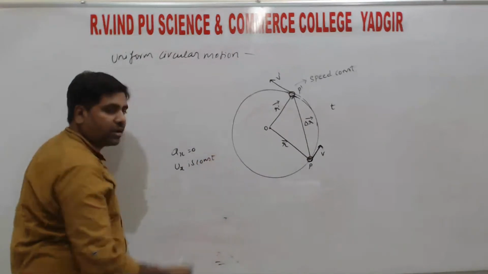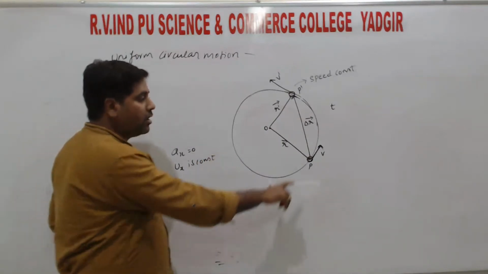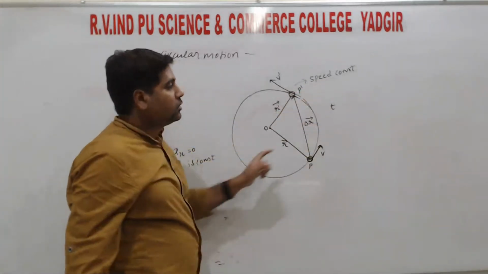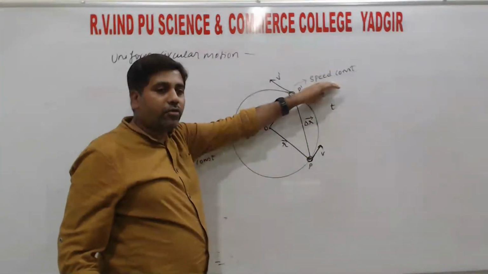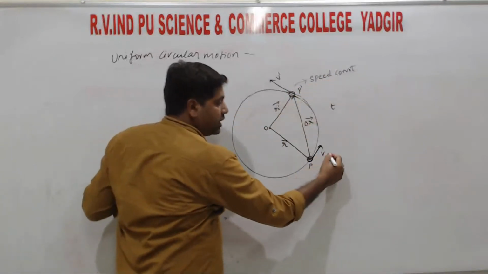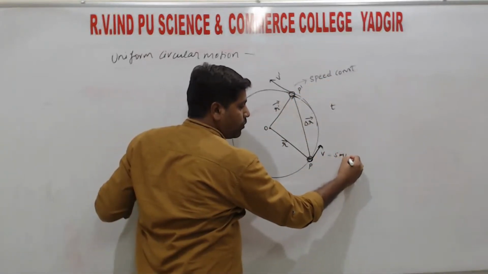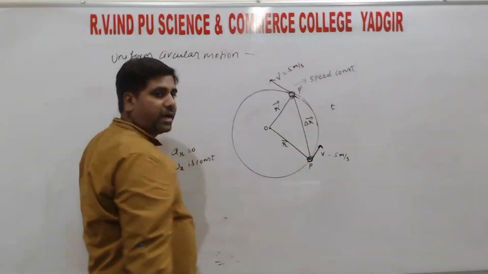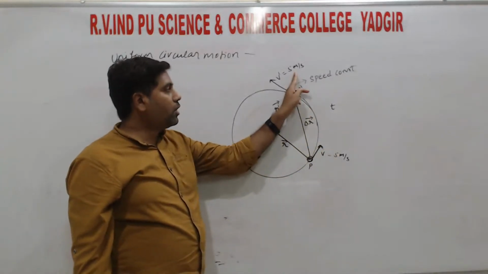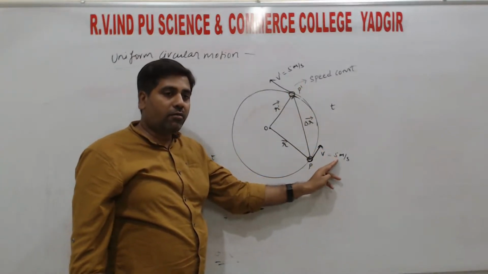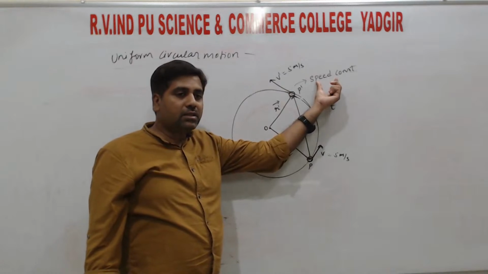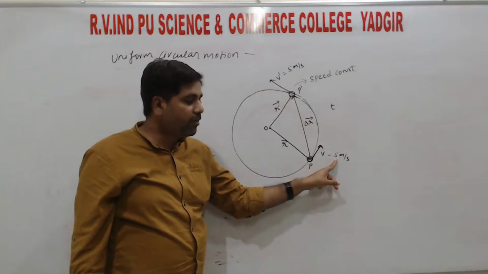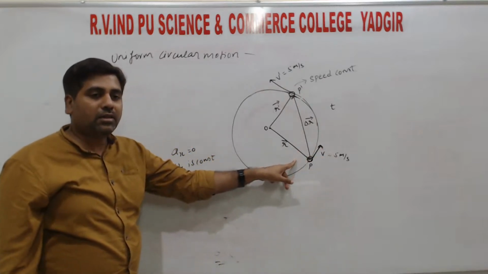So velocity along the x-axis is constant, but here velocity is variable while speed is constant. So there are two different meanings. Speed constant means only the magnitude is constant. That means velocity at P we have 5 meter per second, and velocity at P dash again we have 5 meter per second. That means the magnitude of the velocity remains the same. In other words, speed remains the same but direction is changing. As direction changes, even though magnitude remains the same, we call it velocity.